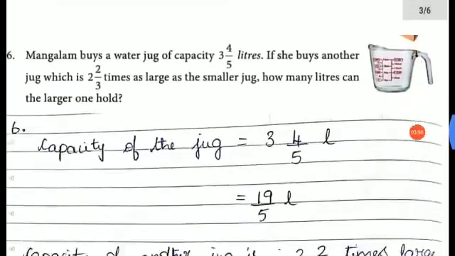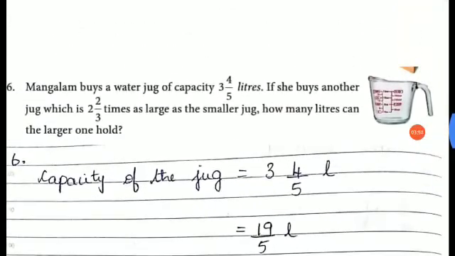Now, 6th question. First read it. Mangalam buys a water jug of capacity 3 4/5 liters. If she buys another jug which is 2/3 times as large as the smaller jug, how many liters can the larger one hold? The question is a bit confusing, right? Okay, let me explain again.